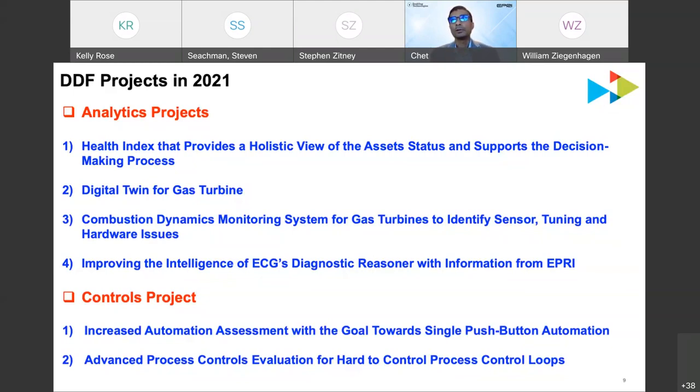The other project we are doing is we are looking at control loops that are hard to control, like steam temperature and drum level control, through advanced process control, such as model predictive control. So by doing these projects, I think it will help us with our long-term vision of remote operating centers for combined cycle plants and nuclear plants. So that's the end of my presentation.